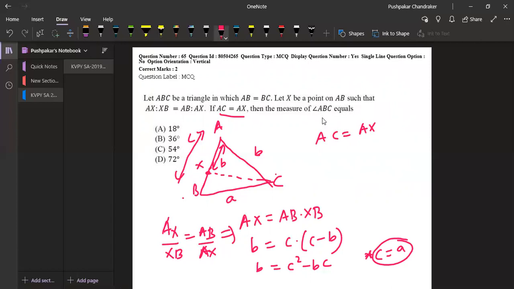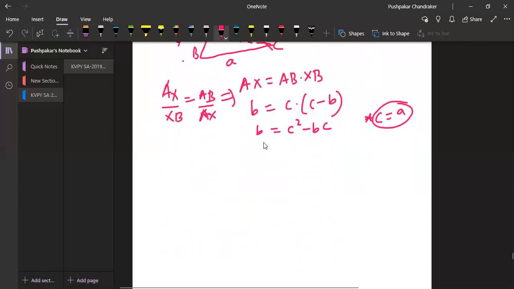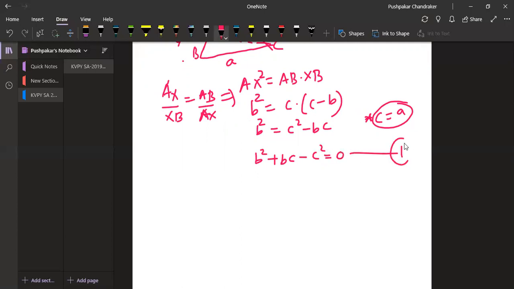See, whenever you know the relation between sides, as we know here, and they're asking for an angle, immediately we get the hint that we would apply the cosine law. So first, just rearrange it. Oh, I had a mistake here. It is AX squared, so please correct that. So you get b squared plus bc minus c squared is 0. Keep this equation ready.